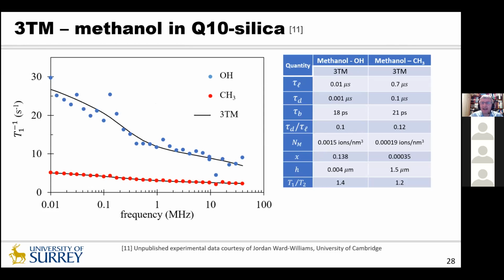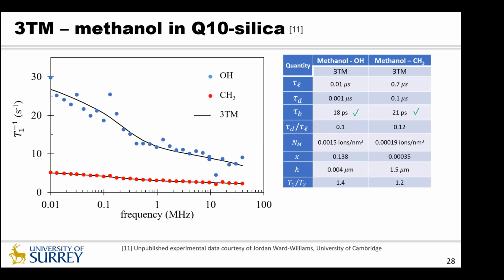This is a bit of a rag bag, to be honest. There's a good, bad, and the ugly here. And if Jordan's gone to sleep or gone out for a walk or something, then maybe that's a good thing. Let's start with the good news. The tau B is really good. The diffusion coefficient of methanol is such that tau B would be about 8 picoseconds.